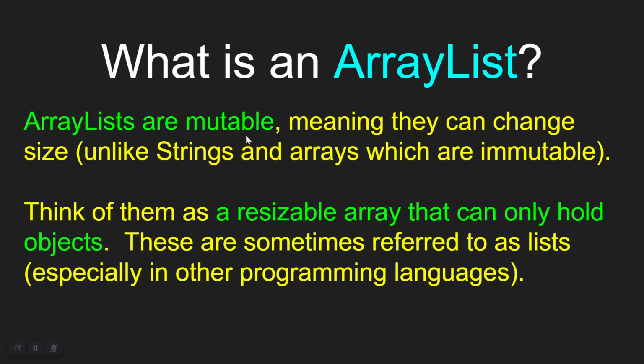Array lists are mutable, meaning that they can change size, unlike strings and unlike arrays, which are immutable. Strings and arrays, once you've declared and created them, have a fixed size. You can't change that because they are immutable. But array lists, they're mutable. You can change the size as necessary. So you can think of them as a resizable array that can only hold objects. These are sometimes referred to as lists. So like when you learned Python in CSP, we just called them lists. And in Java, we refer to them as array lists. But they are essentially the same thing as what you saw before.